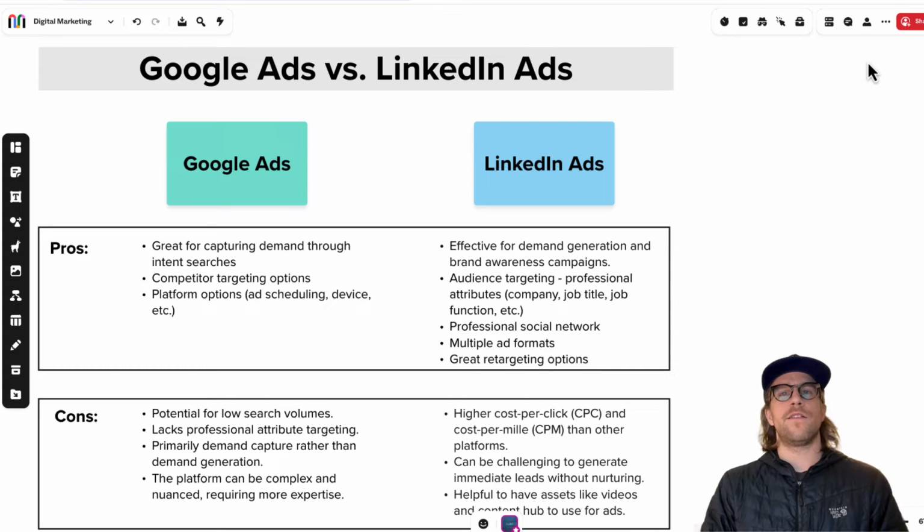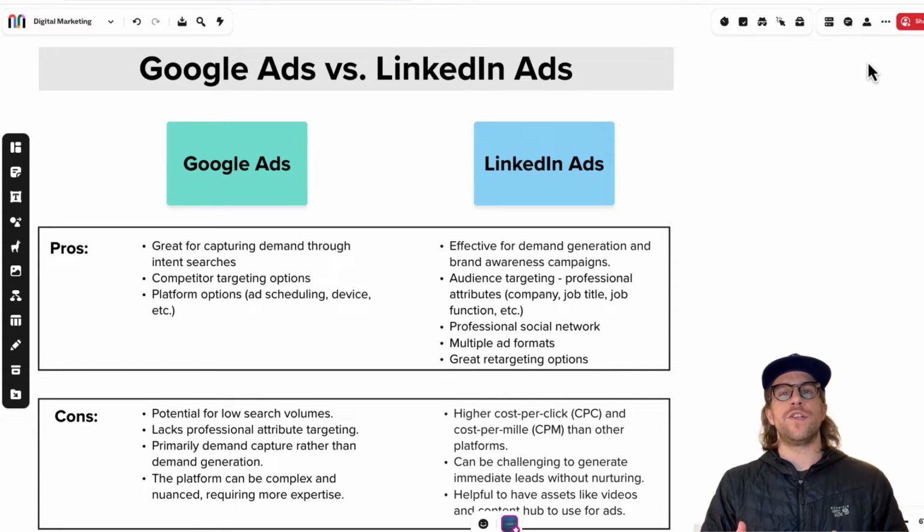Now let's take a look at the cons. The cons on Google: there's potential for low search volumes. For some clients, their users aren't searching on Google for their product or solution, or if they are, it's a very low search volume. It could be a very particular product or specific niche where there's just not a lot of search volume.